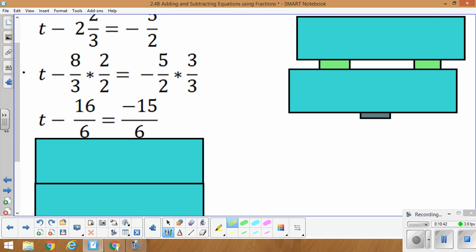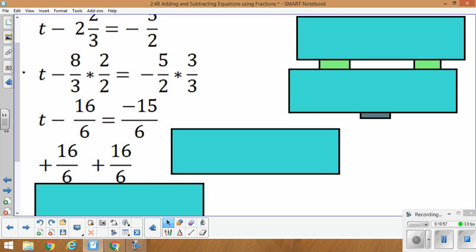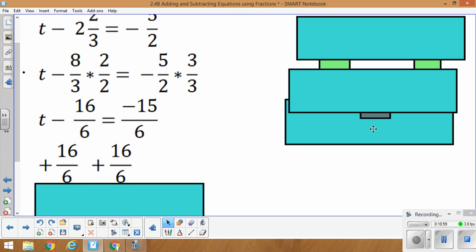So now I have t minus 16 over 6 is equal to negative 15 over 6. Remember, my goal is to isolate the variable. So t, we're subtracting 16 over 6. So the inverse of subtracting is adding 16 over 6 to both sides.